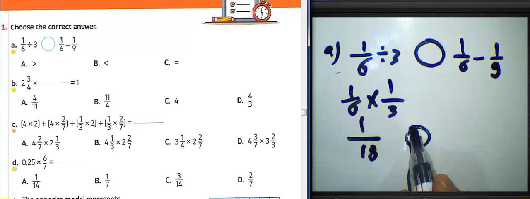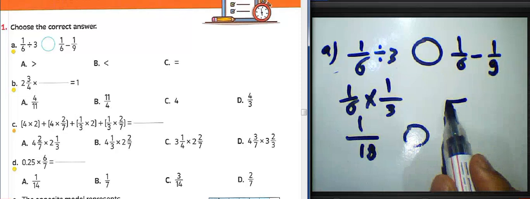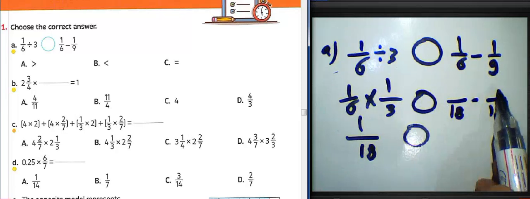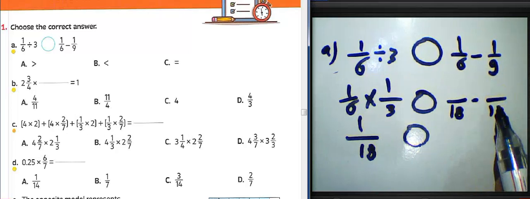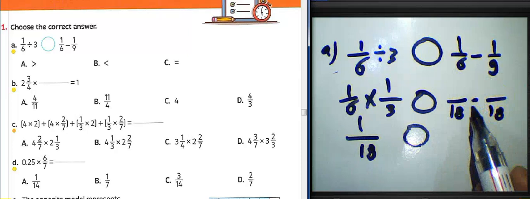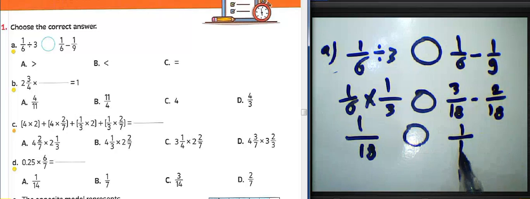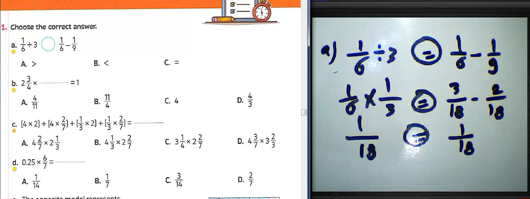And what about 1 over 6 subtract 1 over 9? We can write the least common multiple between them, it will be 18, because 9 can't be divided by 6. So 9 plus 9 equals 18. 18 can be divided by 6. 18 divided by 6 equals 3. 3 times 1 equals 3. 18 divided by 9 equals 2. 2 times 1 equals 2. 3 minus 2 equals 1. 1 over 18. We must write equal to about this example.